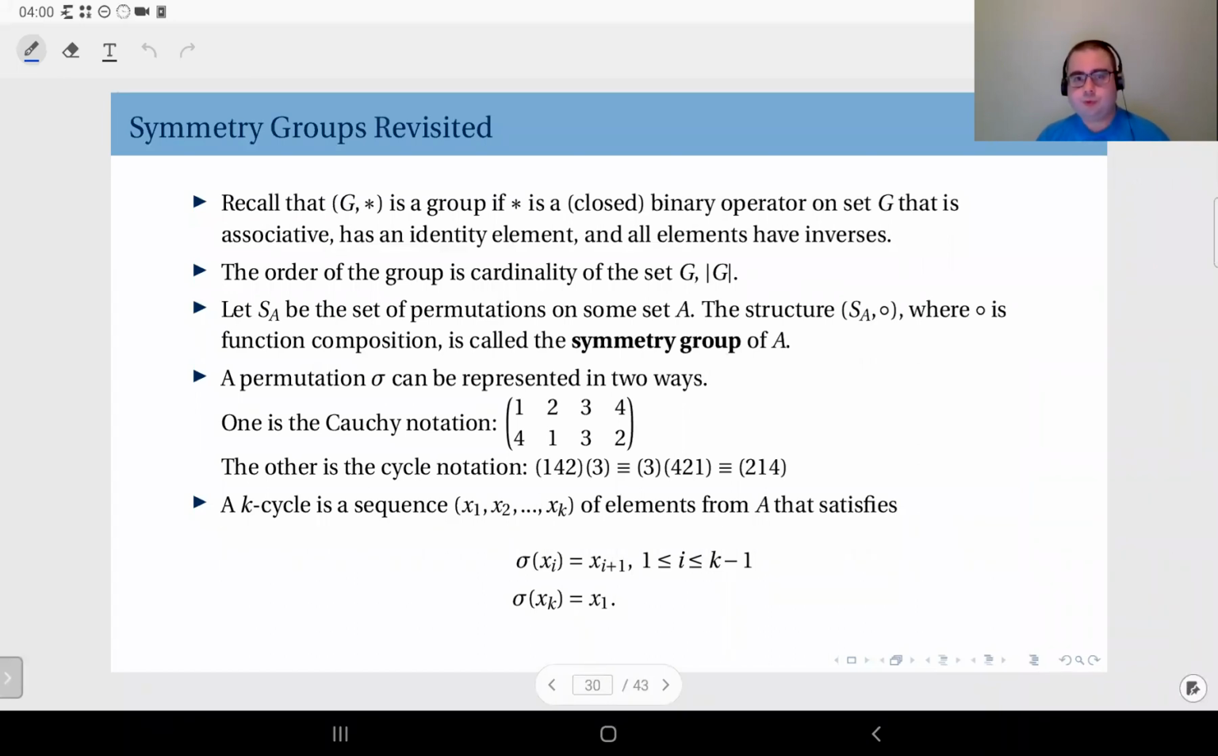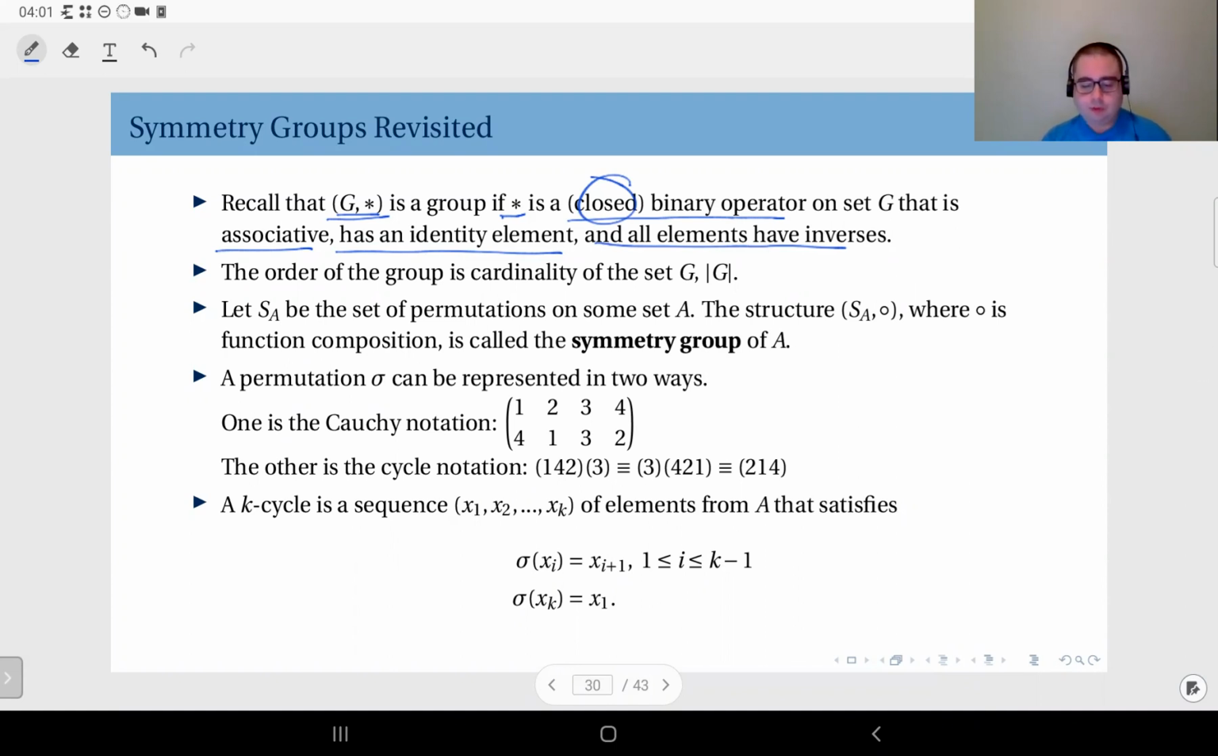especially groups. Recall that the structure G with an operation star is called a group if the operation, well, star here is a binary operator, which by definition means it is closed on set G, and the operation is associative, and it has an identity element. The set with respect to this operation has an identity element, and all elements have inverses. So this was the definition of a group.